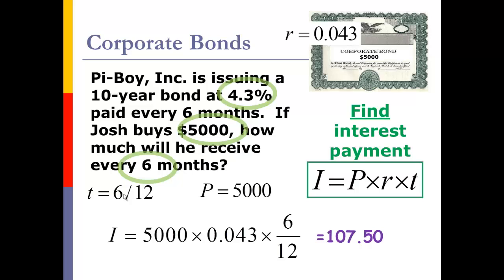We get 107.50. So basically, every 6 months, I'm going to receive a payment of $107.50. So that's my interest. And then at the end of the 10 years, I'm going to get $5,000. And so that's what we're looking at.